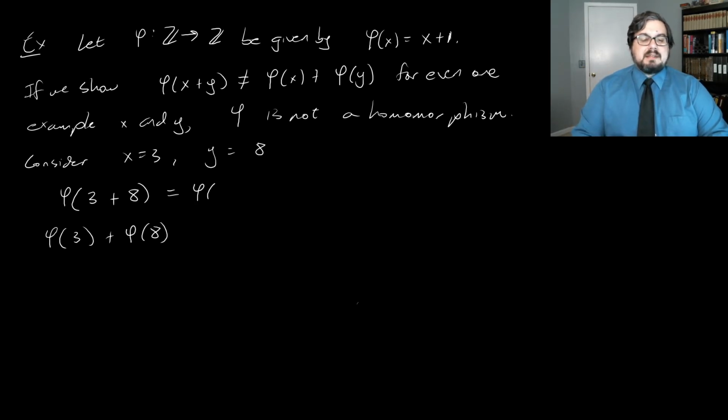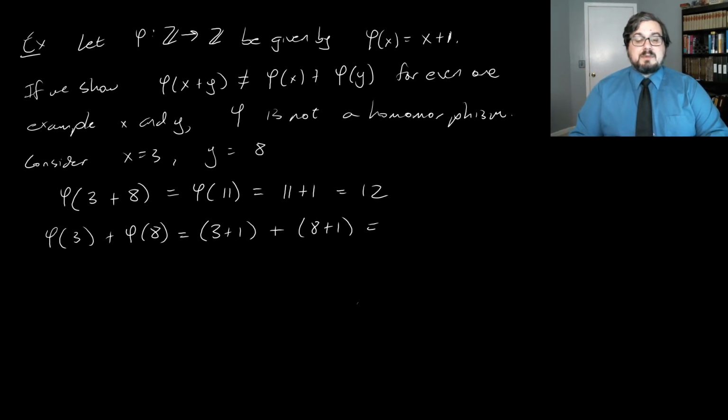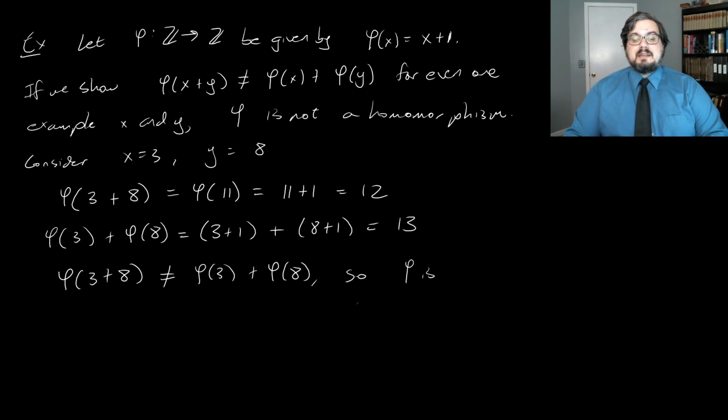Now, phi of 3 plus 8 is phi of 11. And we know that phi of any number gives us that number plus 1. So phi of 11 is 11 plus 1, which is 12. Now, to evaluate phi of 3 plus phi of 8, we evaluate each one of those separately. Phi of 3 is going to be 3 plus 1. Phi of 8 is going to be 8 plus 1. So we wind up with 3 plus 1 plus 8 plus 1, which is 13. So in particular, that means that phi of 3 plus 8 does not equal phi of 3 plus phi of 8. So that means that phi is not a homomorphism.